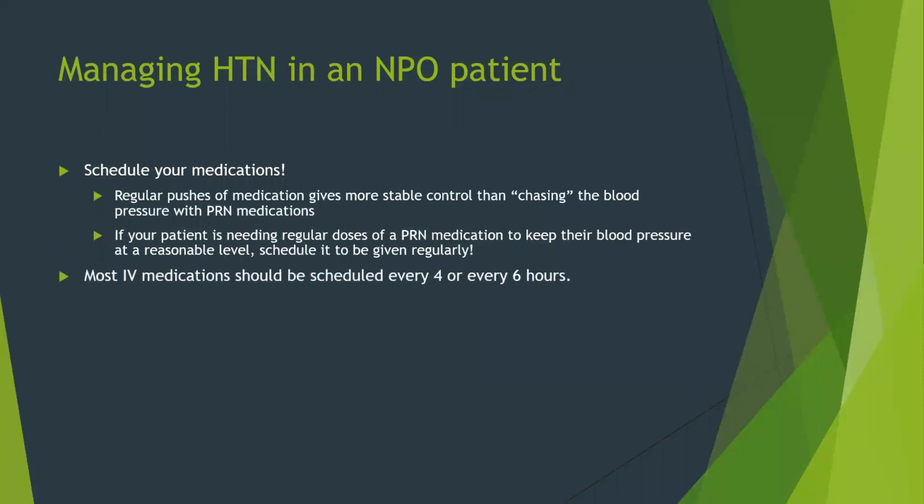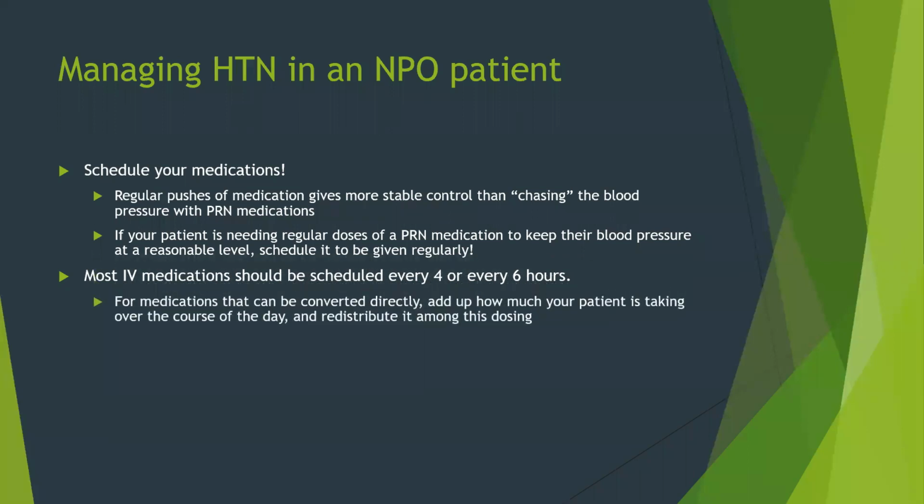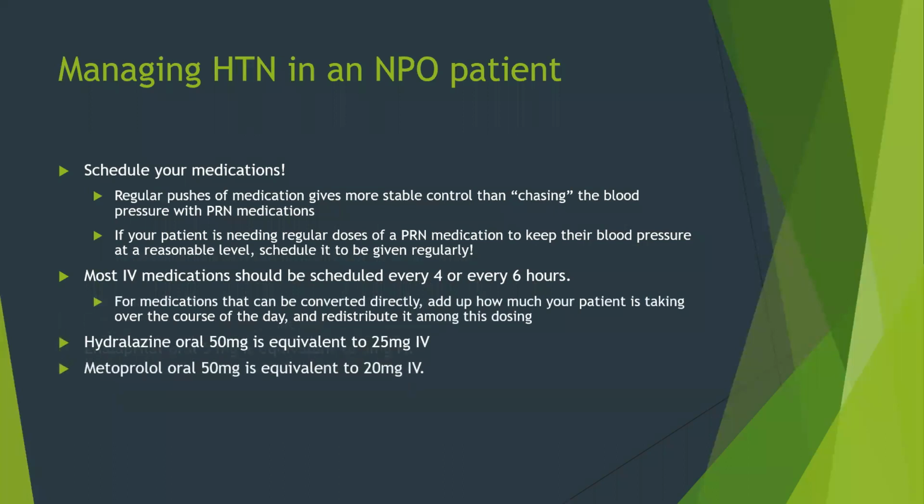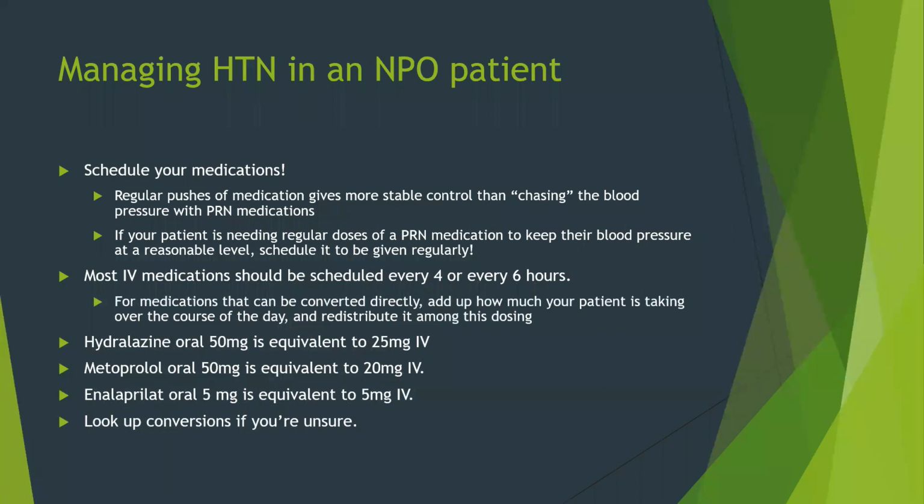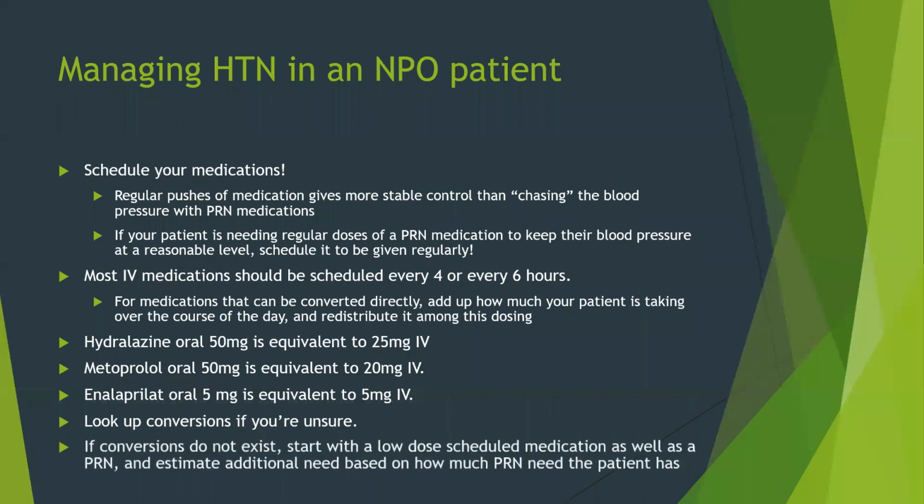Most IV medications will be scheduled like every 4 or every 6 hours. There's some medications that can be converted directly, like beta blockers, and just add up how much they're taking over the course of the day and redistribute over that dosing. There's a couple I'm listing here just for the sake of listing them, really. But if you're not sure if a conversion from an oral medication to an IV medication exists, look it up, or just ask your pharmacist. And if there isn't one that exists, then go ahead and try one of the acute medications that we talked about. Just give them hydralazine, give them some labetalol. No big deal.